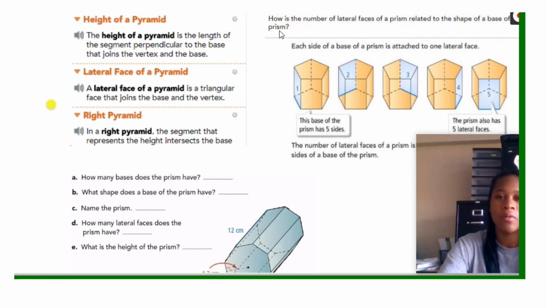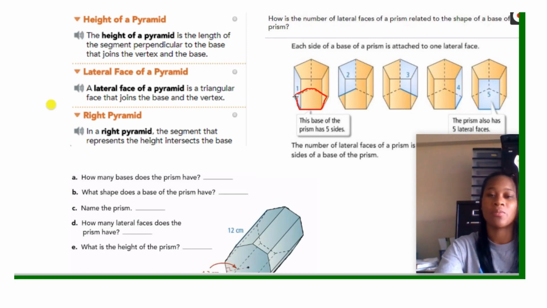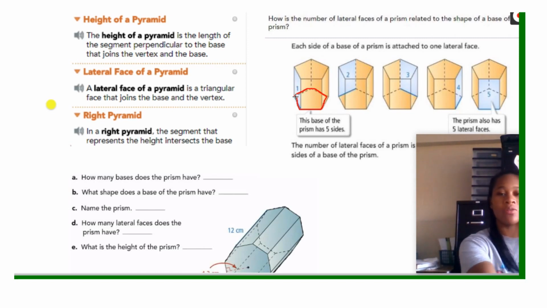How is the number of lateral faces of a prism related to the shape of the base? If we look at this base right here, it has 1, 2, 3, 4, 5 edges, so it's going to be a pentagon. So we can say this is a pentagonal prism, since the lateral faces are made up of rectangles and not triangles. It's called a prism.